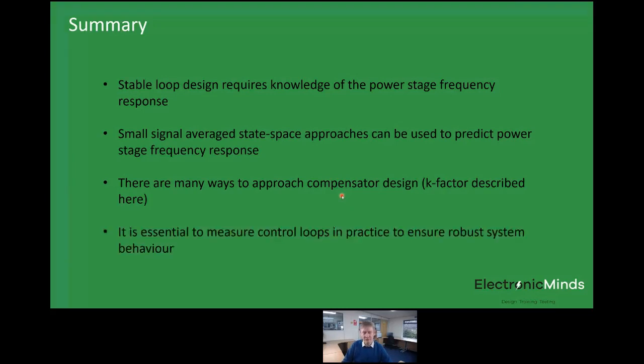The key point, as I've stressed a few times here, is that it really is essential to measure control loops in practice to make sure that they really are robust, and measure at various different operating corner cases as well, because all sorts of different operating conditions can affect loop gain behavior.